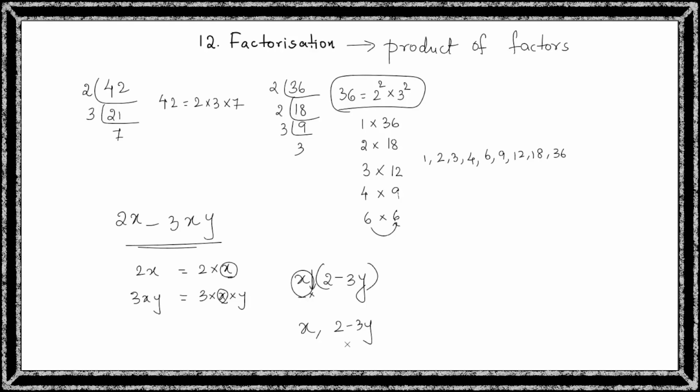Now you have to check whether you can further factorize this. x is a linear term with single variable, and clearly I cannot factorize this further. You have to confirm that the other expression that you have over here, 2 minus 3y, also cannot be factorized further. And because it cannot be factorized further, you will say that this is the factorization. This is your factorization of the given algebraic expression.